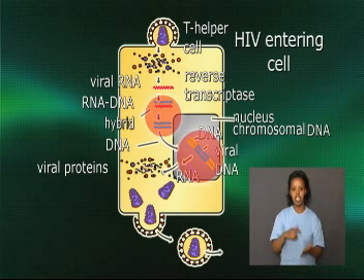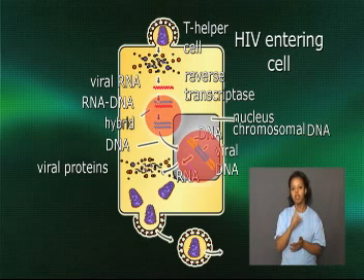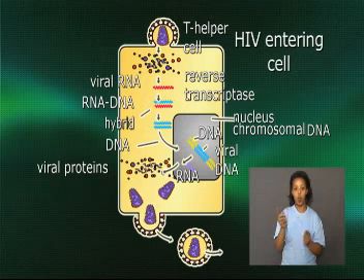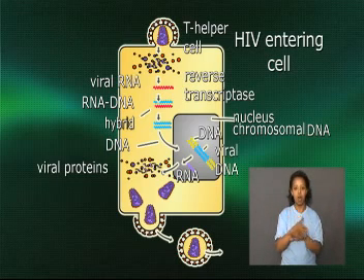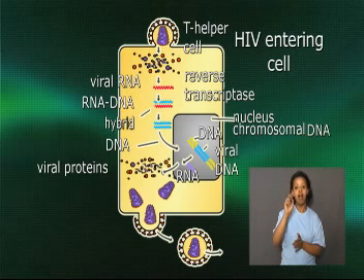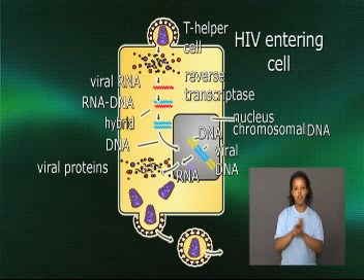The reverse transcriptase changes the RNA into DNA using building blocks called nucleotides, which are provided by the cell. The DNA that is produced becomes incorporated into the host cell's own DNA. The viral DNA is also transcribed to viral RNA. The viral RNA produces viral proteins, including the enzyme reverse transcriptase.